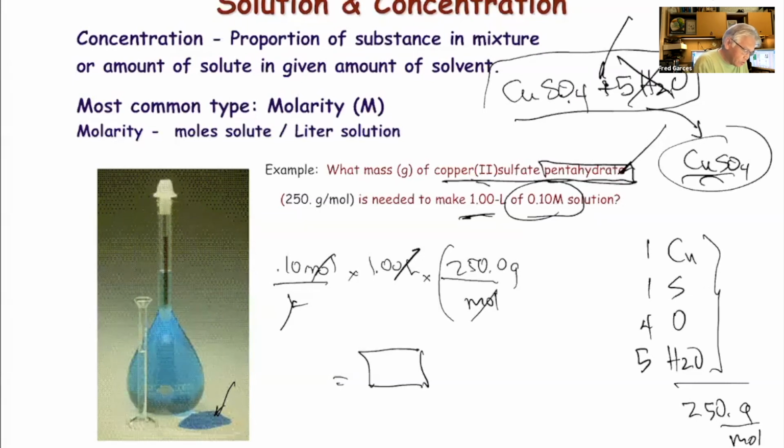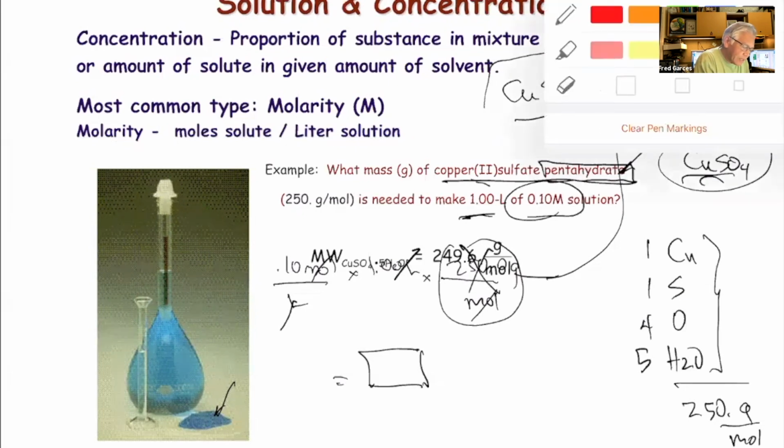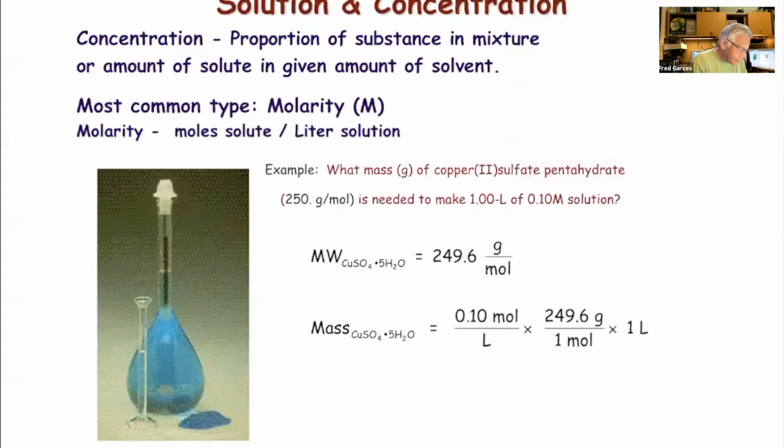And we use 250 grams per mole because the chemical is copper sulfate pentahydrate. If it was pure copper sulfate, then that's not the pure molar mass that we would need. So let me clear this real quick and show you that. It's basically what we just got.